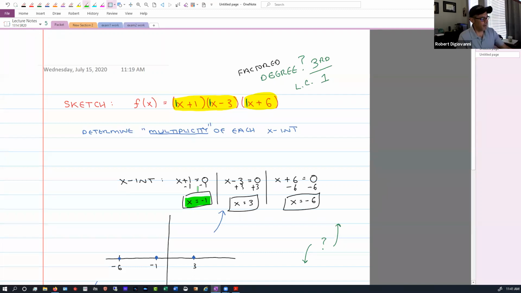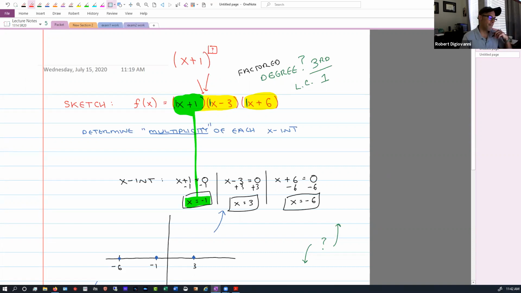Where did that come from? That came from this x plus 1, right? And we set it equal to 0. What I want you to do is look at that x plus 1 and ask yourself, what is the power outside the parentheses? So it's x plus 1 raised to what power?